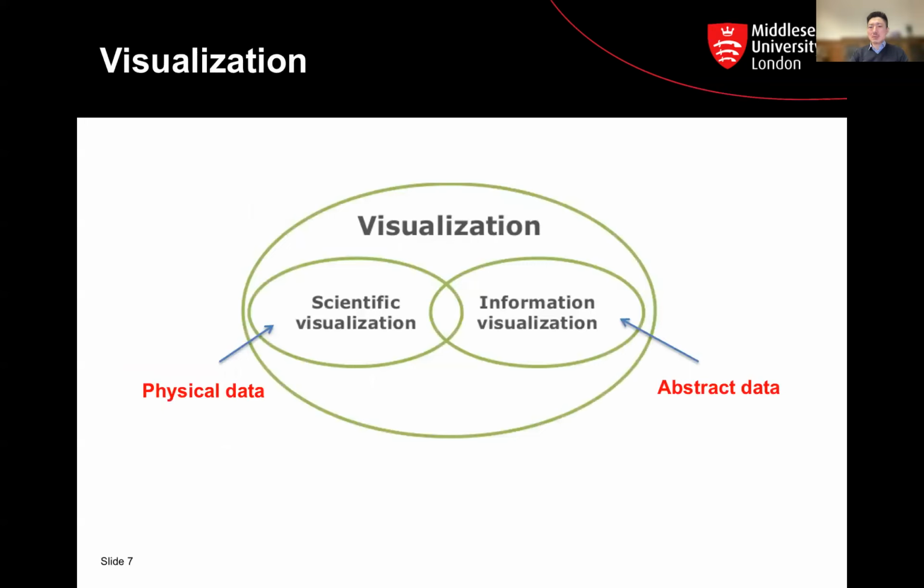We covered this already, in terms of the type of data that can be visualized. You can divide visualizations into scientific visualization and information visualization. Scientific visualization is for physical data, which means the data itself already has a geometry or shape. For example, at the very beginning we showed you some scans of the human body, and the human body already has a 3D shape. Those are physical data.